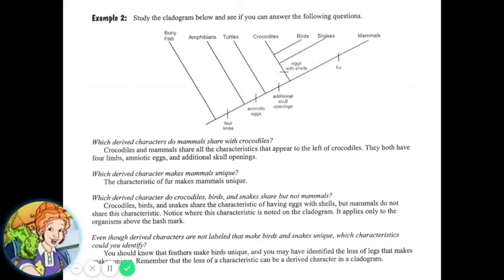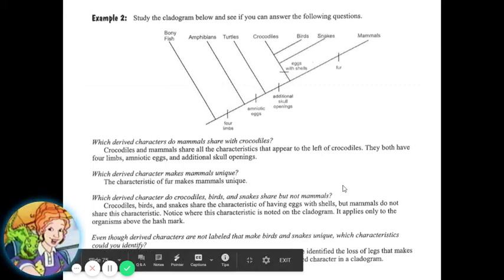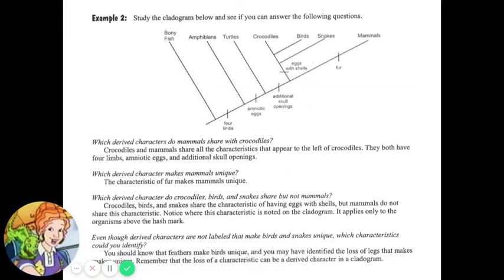Which derived character do crocodiles, birds, and snakes share, but not mammals? Okay, that's up here. So you got to kind of look around and be careful there. So these are all grouped together in eggs with shells. Okay, we do not have eggs with shells. And it says, even though derived characters are not labeled that make birds and snakes unique, which characteristics could you identify? Well, this is based on your knowledge that birds have feathers, and something that makes snakes unique, no legs, possibly. And it says down there, remember that a loss of a characteristic can also be a characteristic. Like if you don't have something, that's a characteristic. So that would be good to use for snakes.